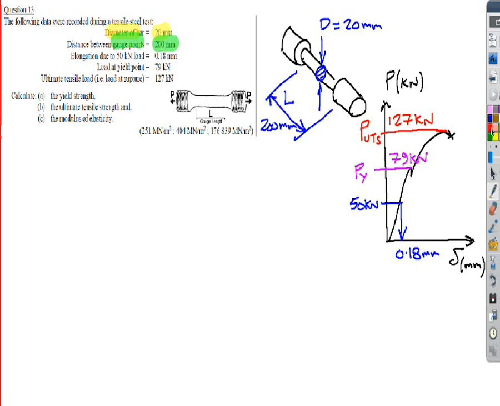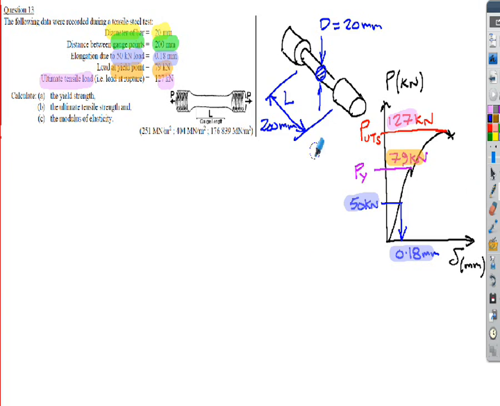If I just go back through that very quickly. The ultimate tensile load they've given, I should say. Okay, that was the 127. So that's this value here. That's given in the question. They've given us the load at the yield point, which was a 79, which is this one here. And they've also given us the 50 kilonewton load, and they've given us the extension of that. So that's what these two values relate to here. They relate to that piece of information. You'll see we'll need that in a moment for what we're going to do.